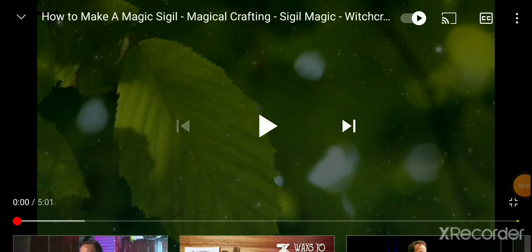Alright, so we're going to get into a little bit of magic right now. And I'm working on my editing skills too. Well, let me just teach you a little bit about sigils and me and magic.